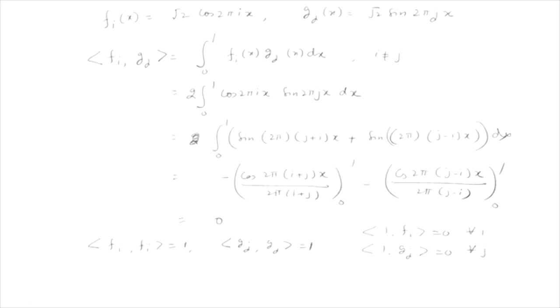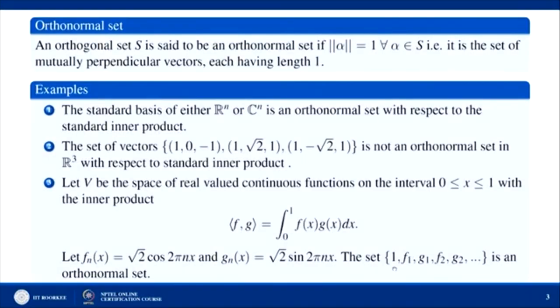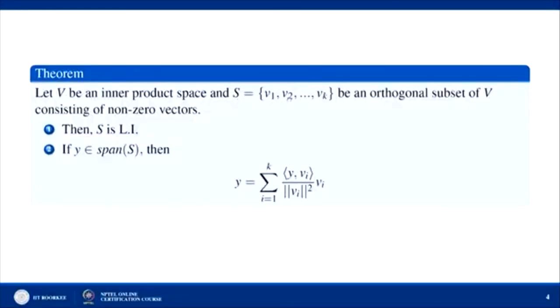This also we can verify using the same definition of inner product. So, hence we can say that this set is an orthonormal set. Now, the next result is: let V be an inner product space, and the set given as V1, V2 up to Vk be an orthogonal subset of V consisting of non-zero vectors. It's an orthogonal subset, and it consists of non-zero vectors.